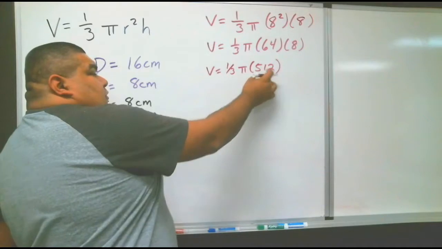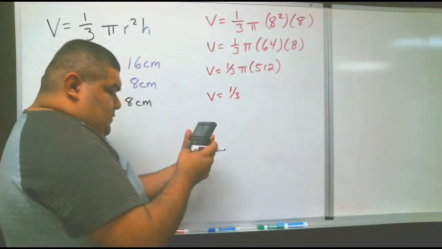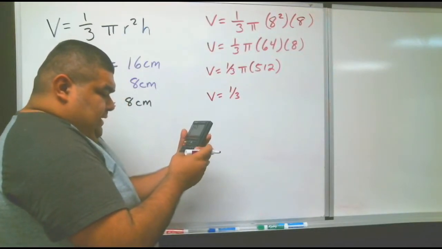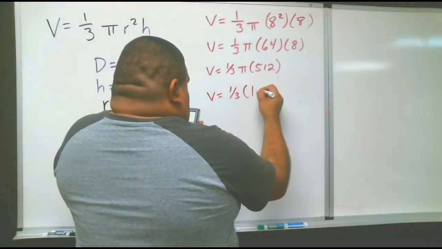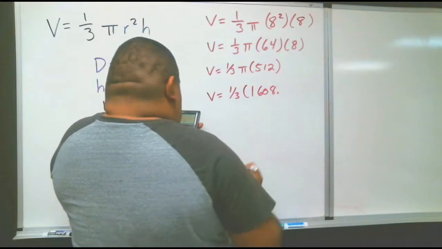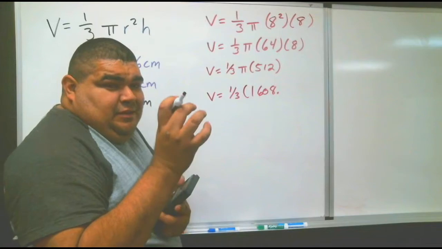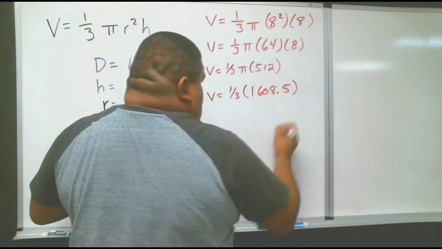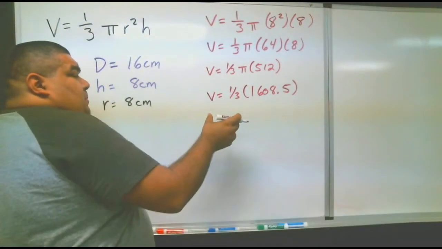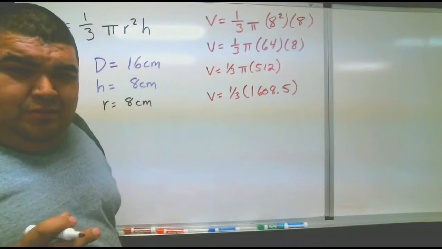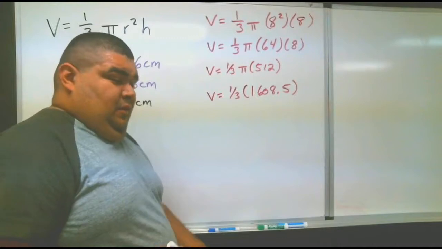Then I'm going to combine the 512 and the pi. So V equals 1/3 of 512 times pi, which equals 1608.49. We're only going to keep one digit after the decimal, since the 9 makes the 4 a 5. And then finally, we're going to multiply by 1/3, or we can also say we're going to divide 1608.5 by 3.